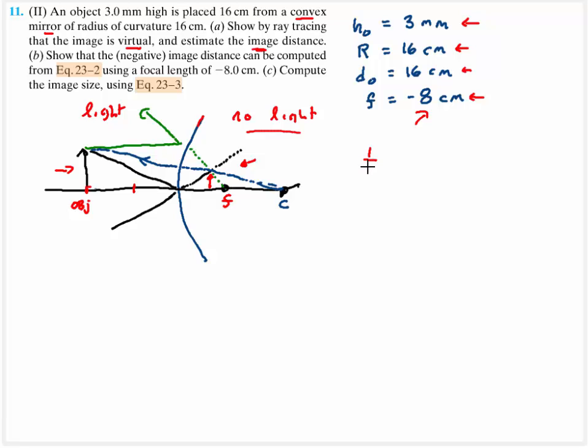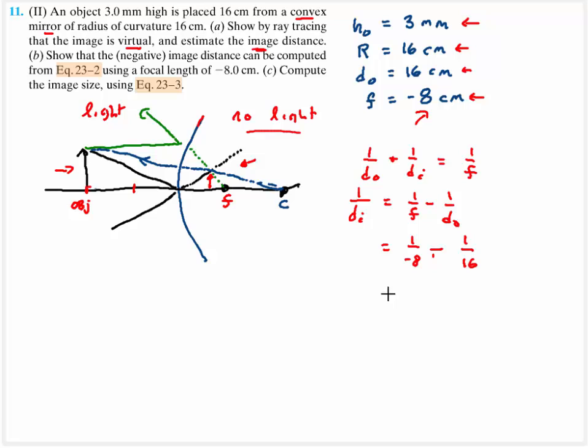I have one equation to use: 1 over the distance to the object plus 1 over the distance to the image is equal to 1 divided by the focal length. Focal length is negative because it's a diverging mirror, and I'm interested in the distance to the image. So 1 over the distance to the image is going to be 1 over the focal length minus 1 over the distance to the object. That's going to be 1 divided by negative 8 centimeters minus 1 divided by 16 centimeters.